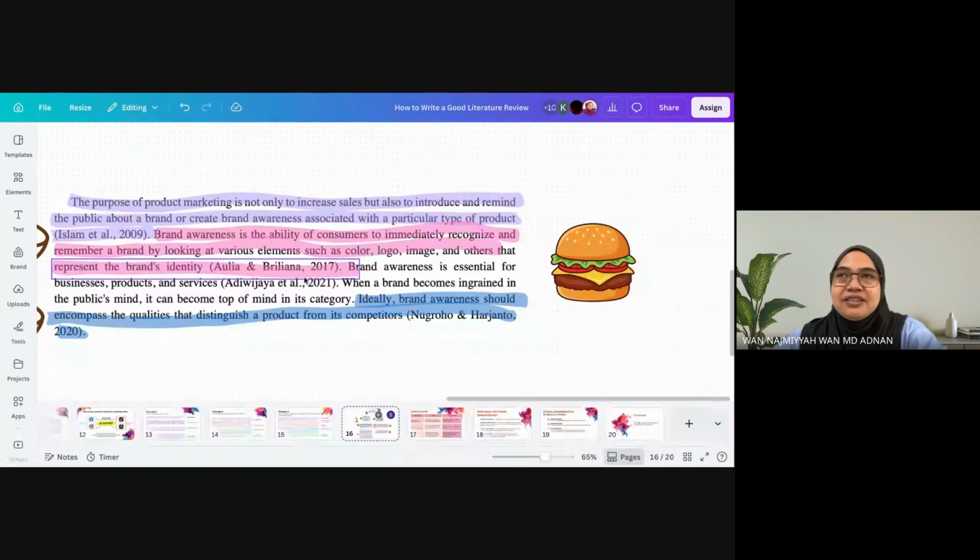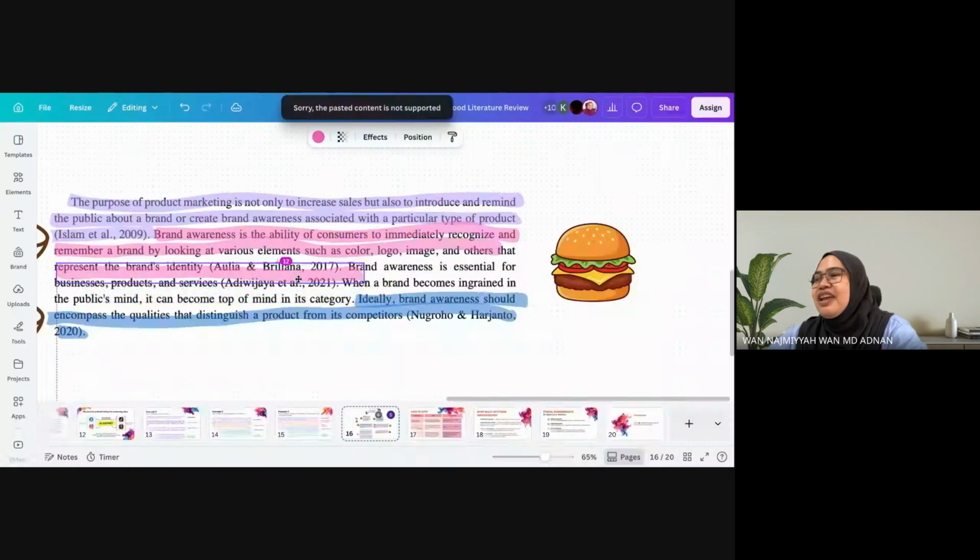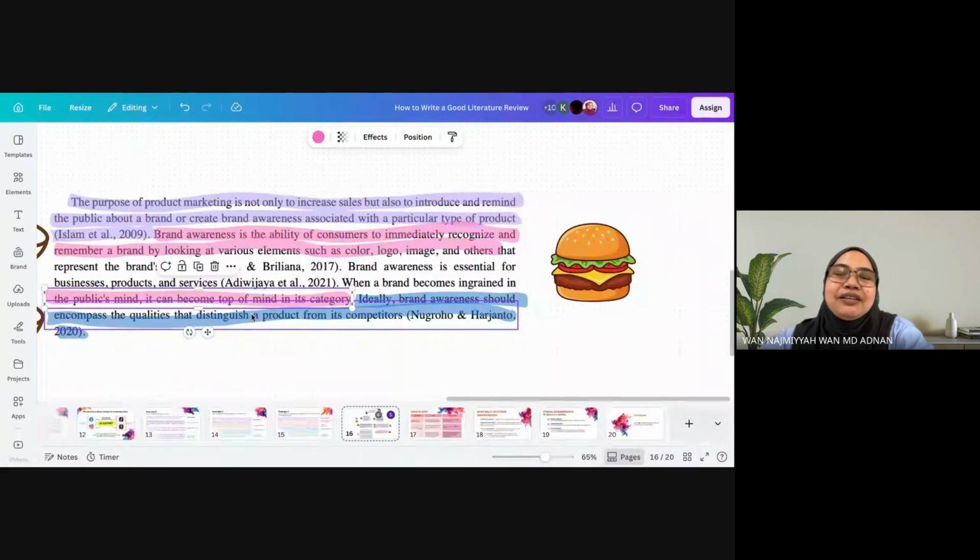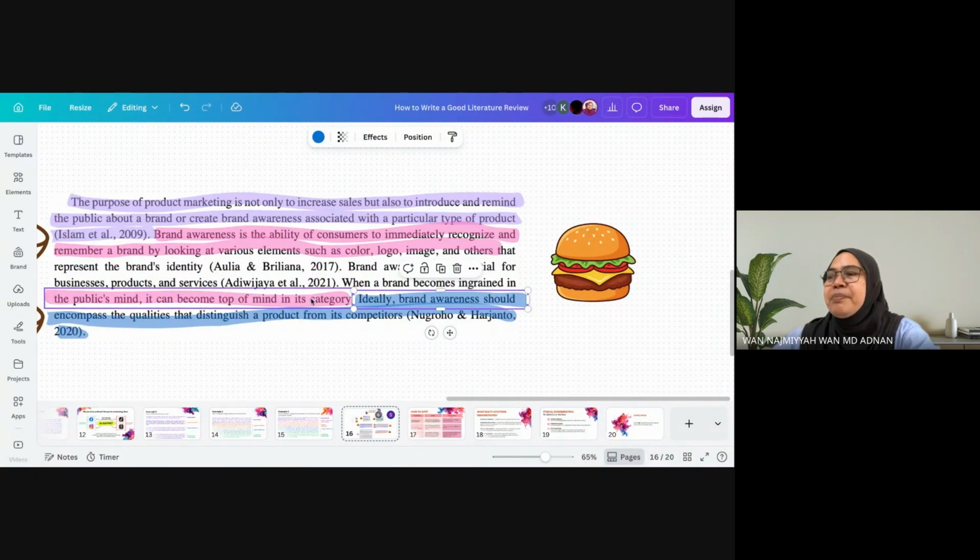There's no argument, right? There is no argument. They just agree with everything. There's nothing against something. There are no differences. Okay, it's all pink. So I would say this one is also pink, up until here. So the whole thing here is in pink color. Okay, so ideally, brand awareness should encompass the qualities that distinguish a product from its competitors. This is not a research gap, it's still in pink.